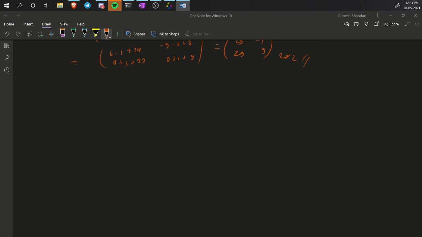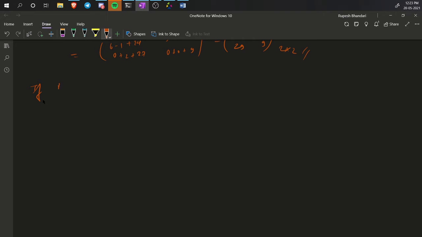To do this, first of all, we need to find out BA as well. So if A equals 2, 3, 4, 5, and B equals 1, 2, 6, 5, what we need to do is find AB, and then find BA, and then show that AB is not equal to BA, okay?